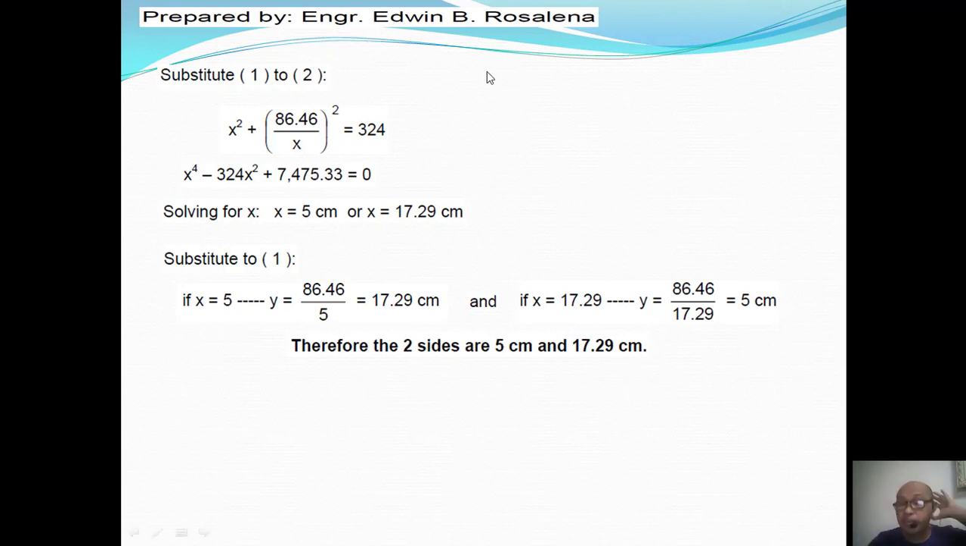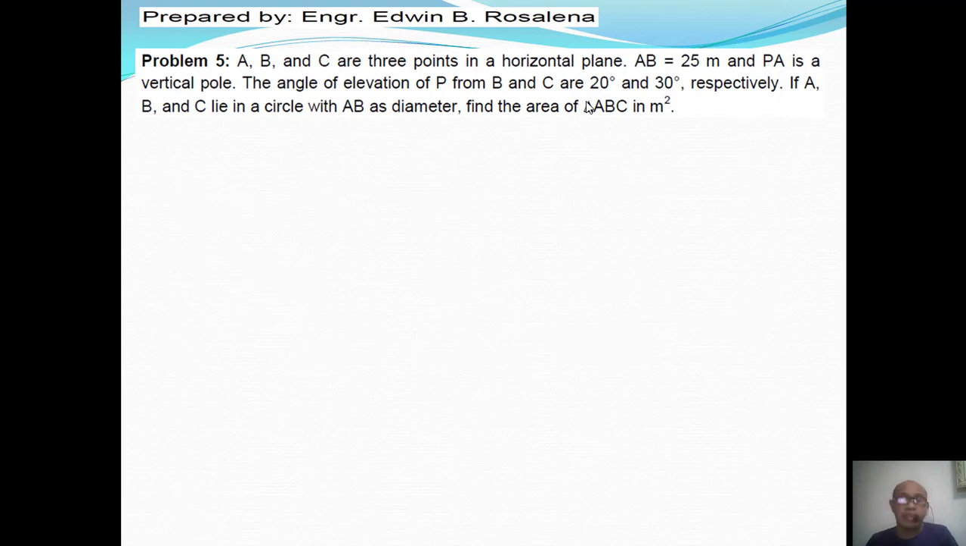Either we have there in choice 5 or we have 17.29. Okay? Number 5. A, B, and C are 3 points in a horizontal plane. So once you read every sentence, you picture it out. A, B, and C are 3 points in a horizontal plane. AB is equal to 25 and PA is a vertical pole. The angle of elevation of P from B and C are 20 degrees and 30 degrees respectively.